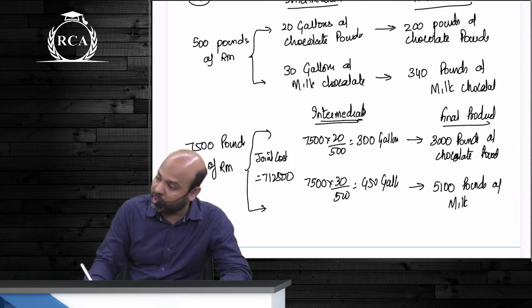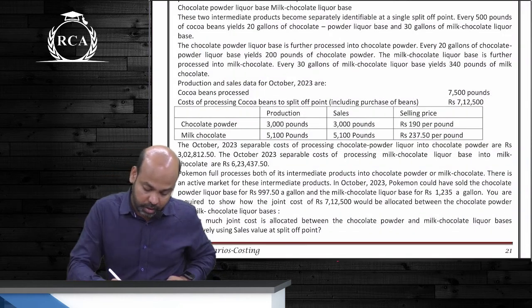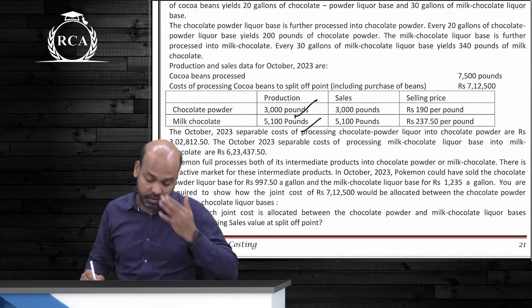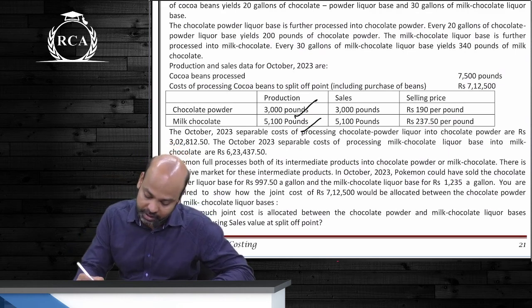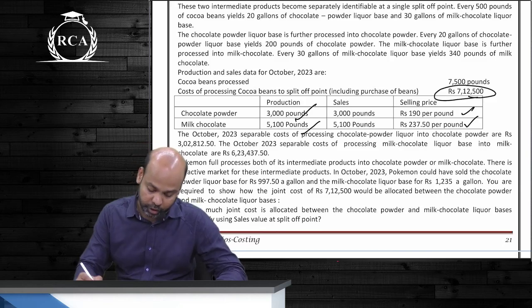The output is given below there, look. Below means not on the next page, the table is right there. Do you see that table here? Production is 3,000 and 5,100 pounds. At what price are we selling them? 190 and 237.5. This was our joint cost.